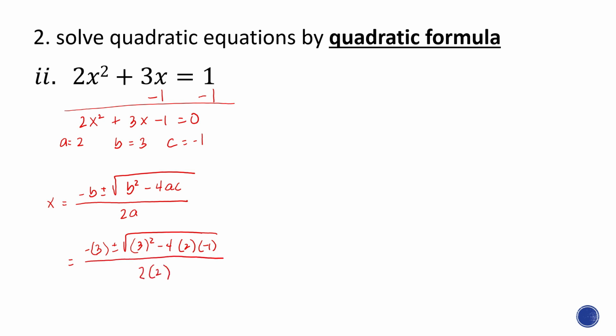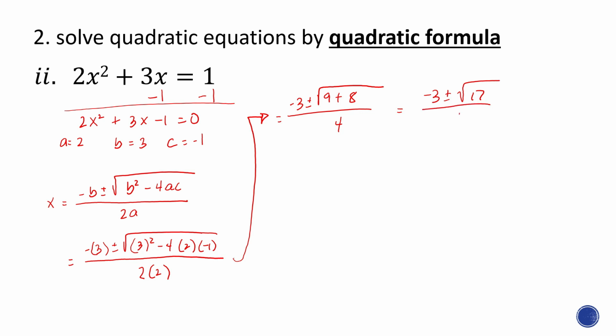So of course, the next step here is to evaluate that. That's just -3. 3 squared is 9. -4 times 2 is -8, times -1 is +8. So this is +8, all over 4. And this is 9 plus 8, which is 17. So -3 plus or minus the square root of 17, all over 4.